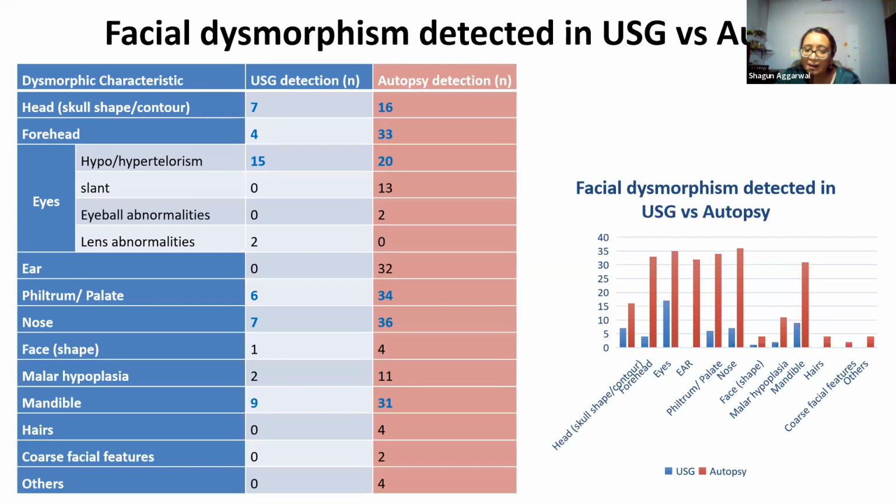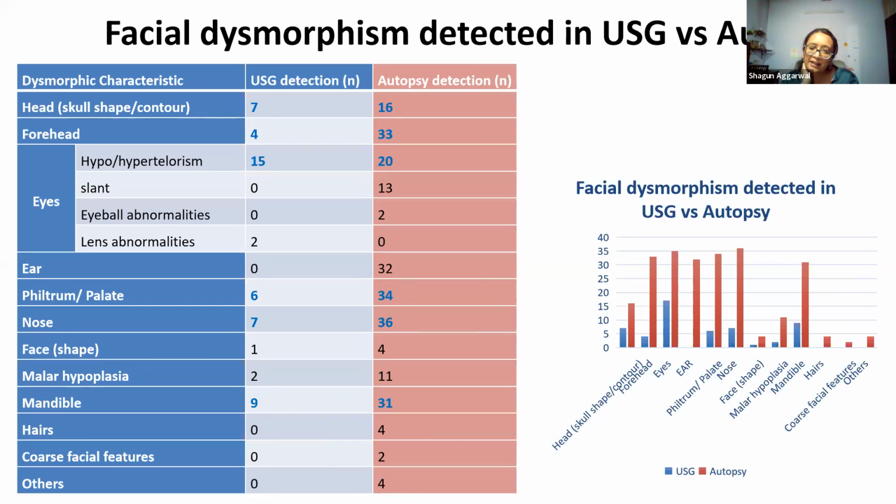Of course the red bar is much higher, but still in some cases we are able to see the dysmorphism. Certain things, like ear findings, we were not able to appreciate in any case. Some other things like very subtle findings and abnormal coarse facial features are not easily appreciable. So this is just our experience, what we have seen ourselves.